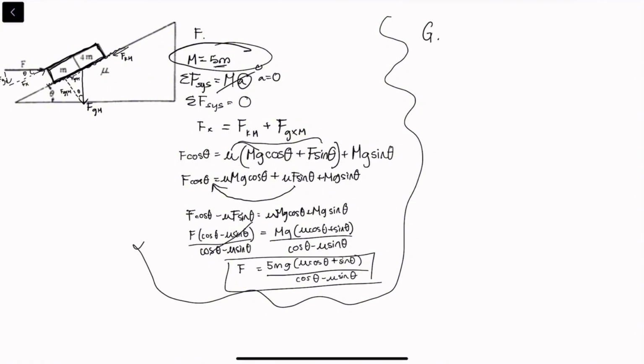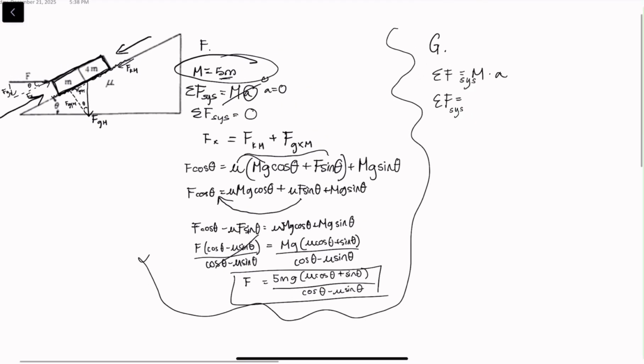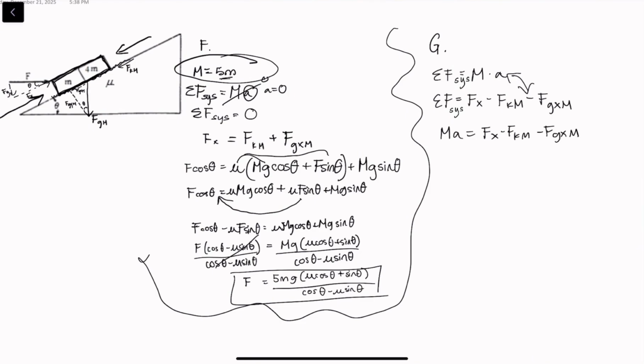Okay, so for part G, we're asked to find F when acceleration is 0.5. So again, we can just treat it as a system equals the total mass times A. The net force of the system is equal to just the forces pushing this way minus the forces pushing this way. And then we can go ahead and set these as equal to each other. And then we can expand it.